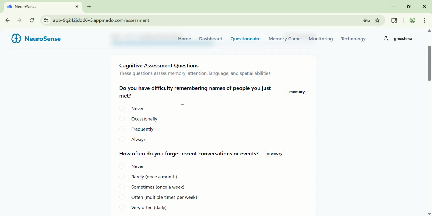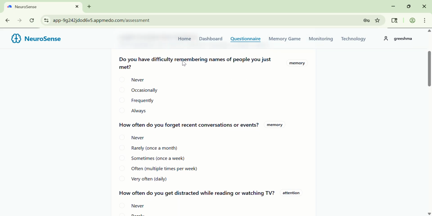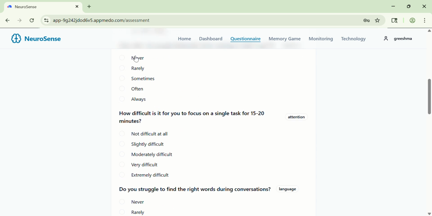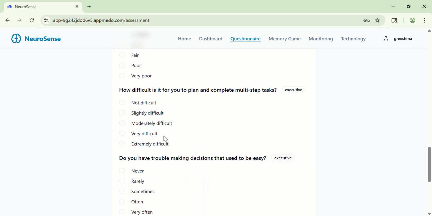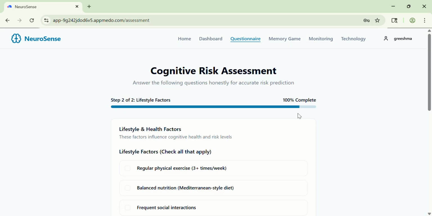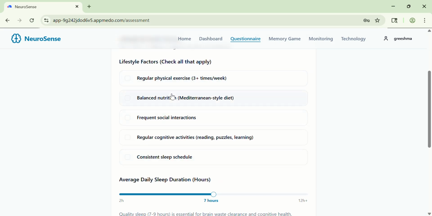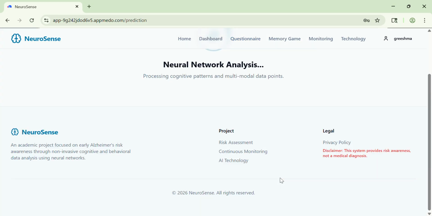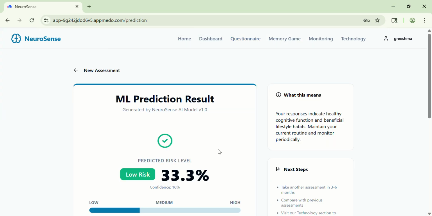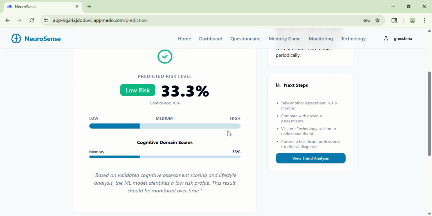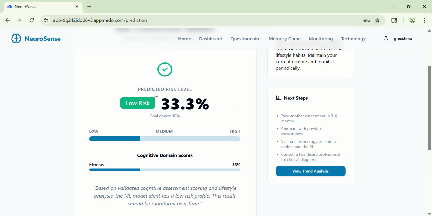So let us try these questions. Do you have difficulty remembering names of people you just met? Let us keep this. And we need to answer these questions. After this, we have lifestyle questions. We also need to answer this. And after clicking on analyze risk score, we get the risk score here.